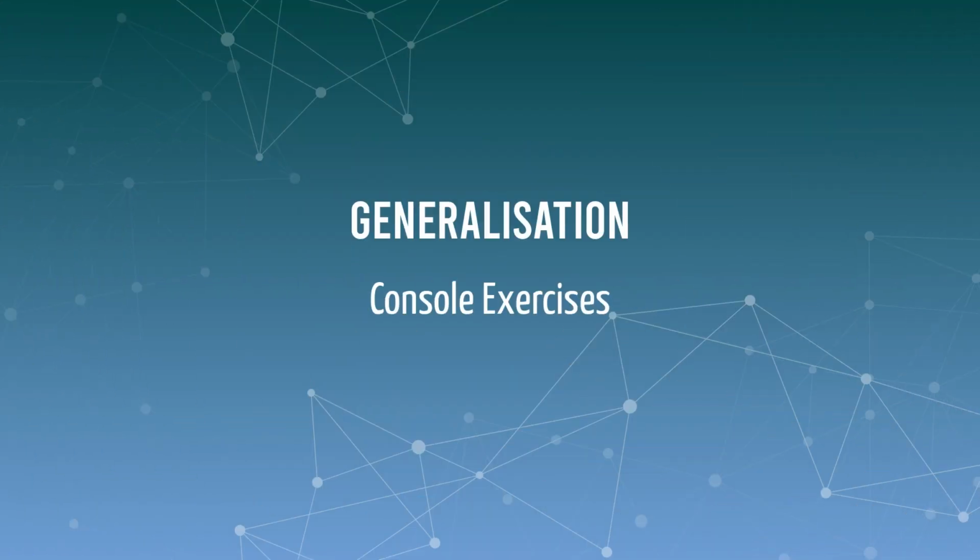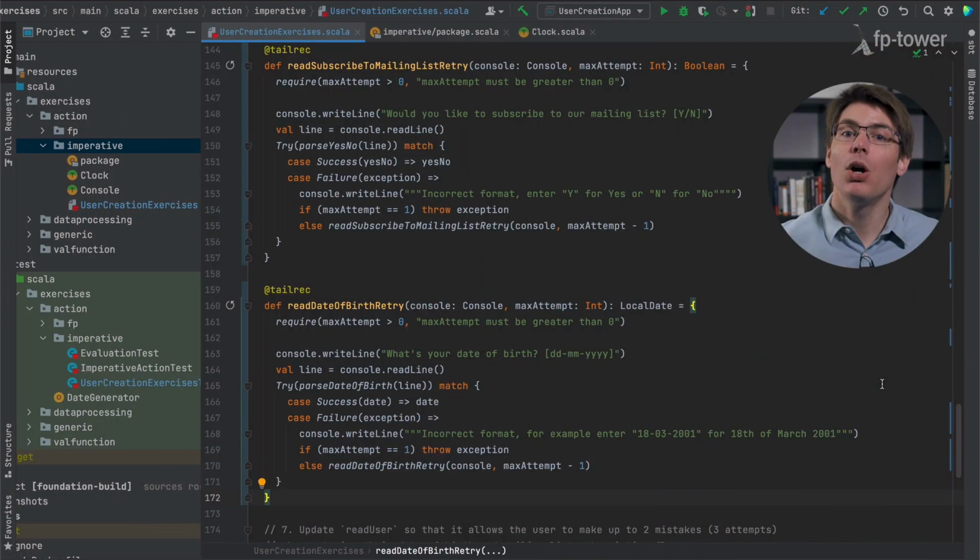Hi everyone! Previously we implemented two methods which read data from the console and retry the operation if the input is invalid. Let's open the file user creation exercises and review these two methods. We can see that their code is really similar.